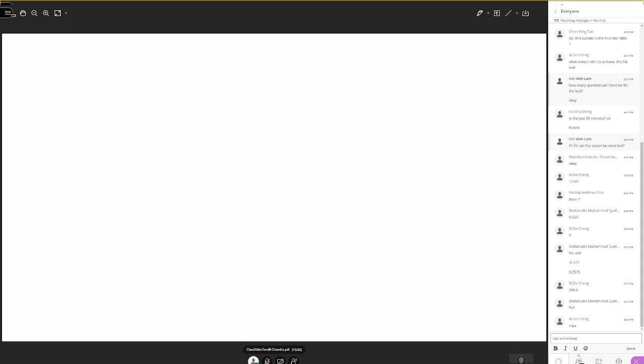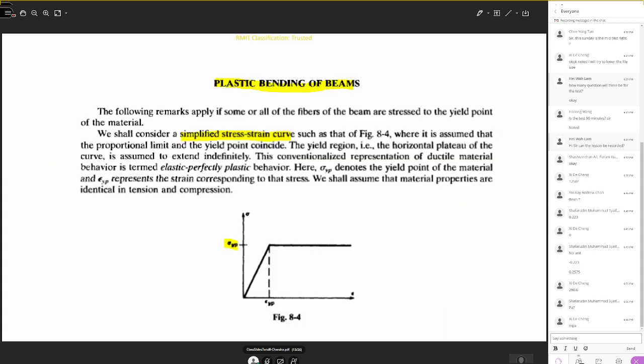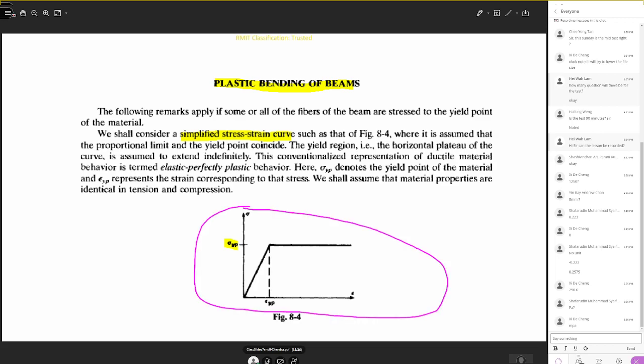So let us see what happens under elastic-plastic conditions. Okay, this is the stress-strain relationship which we have seen. All this material I have taken from the learning guide. So this is basically the stress-strain relationship for a metallic material. So we know the yield stress.